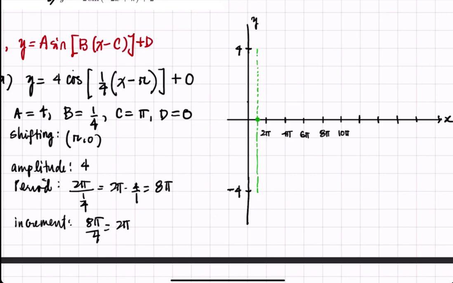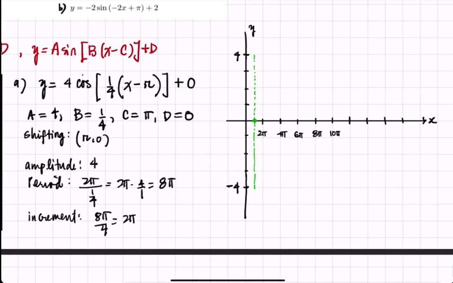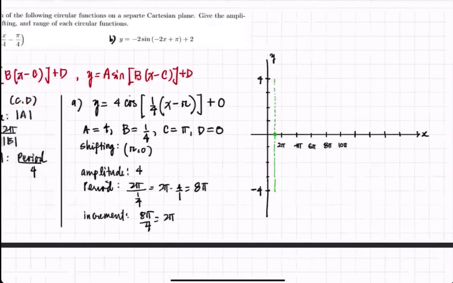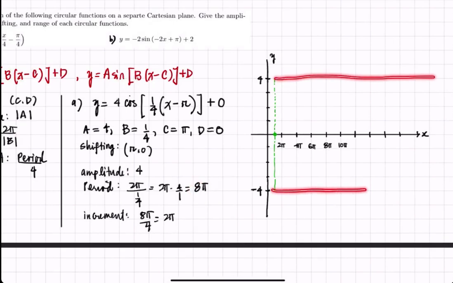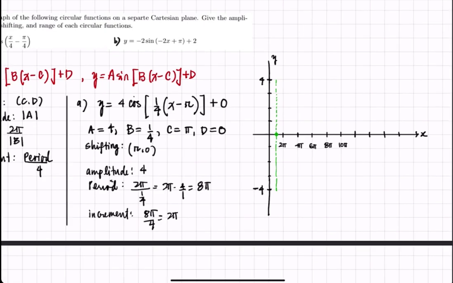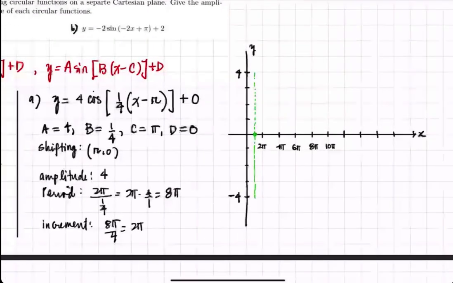So, 1, 2, 3, 1, 2, 3, 4. Okay, so nabubuo na yung rectangle mo. And then, for the period, yun yung haba ng rectangle mo. Okay, that is the length. So, start from here, you count 8 pi, your period.